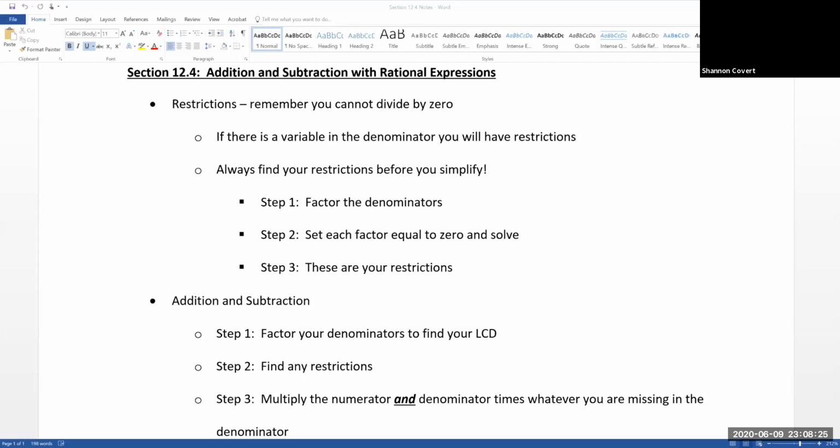This particular section, as you go through the practice and the certify, is not necessarily going to ask you for those restrictions, but I really do want to emphasize practicing that. So as I go through examples today, we're going to practice that.